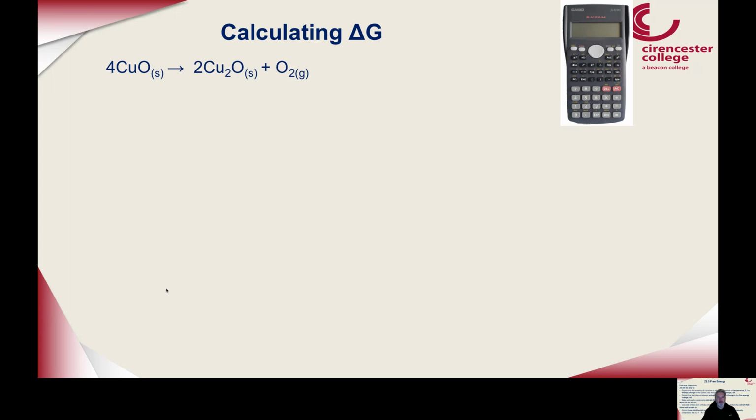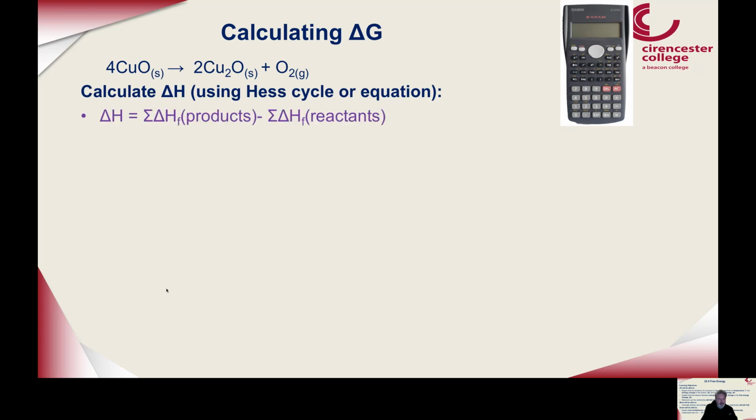Right, we've got 4 copper oxides making 2Cu2O plus O2. Okay, so we could calculate delta H using the Hess's cycle equation. So we could do it from formations. The formations would give us that delta H is the sum of the formations of the products minus the sum of the reactants. So we can now find those.